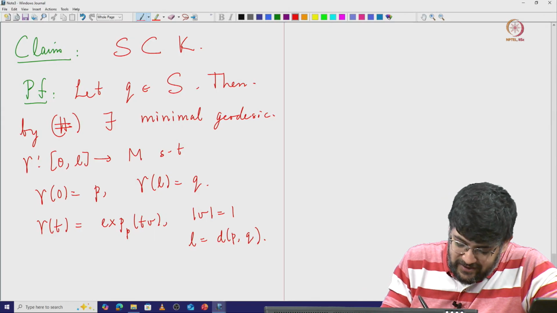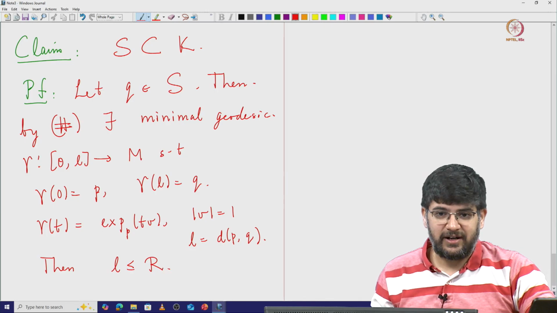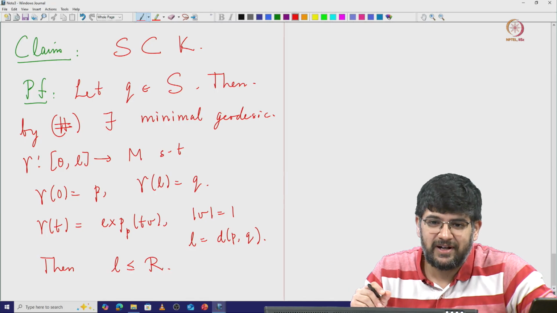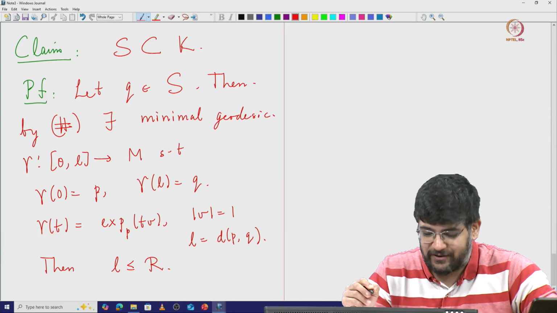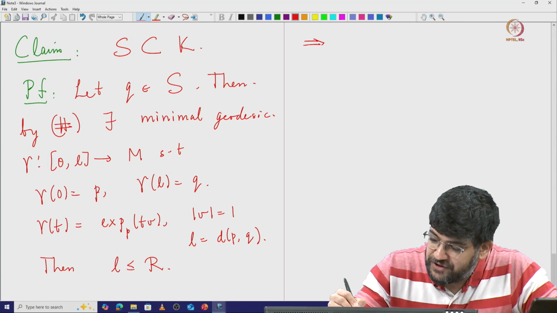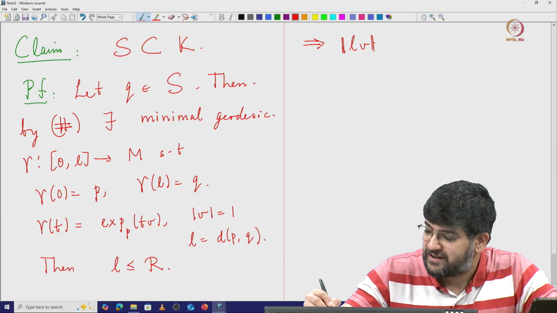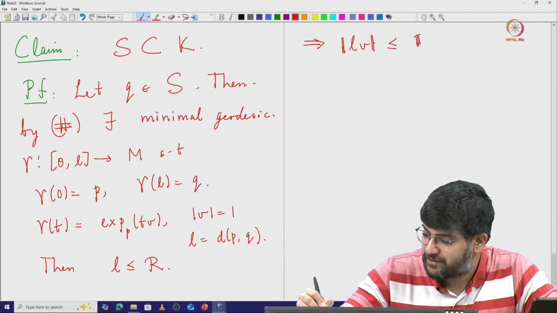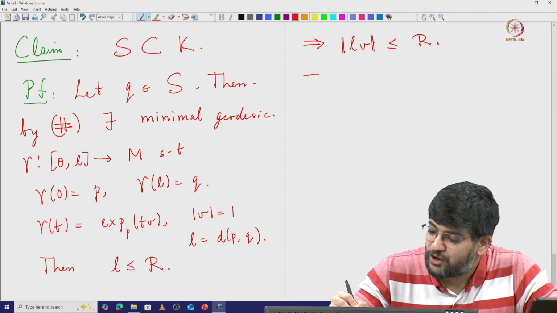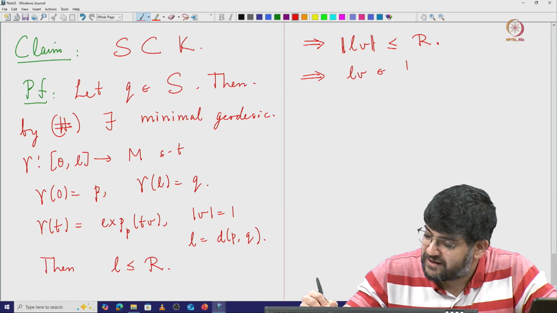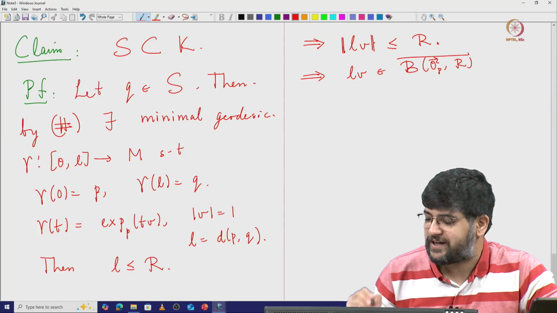So then clearly L is less than or equal to R, because R is the supremum of the distance from P to X for any point X in S. So clearly L is less than or equal to R, which means that if you take the point LV in the tangent space, the norm of this is also going to be less than or equal to R, because V is chosen to be a unit vector. In other words, LV is contained in the closure of this ball in the tangent space.